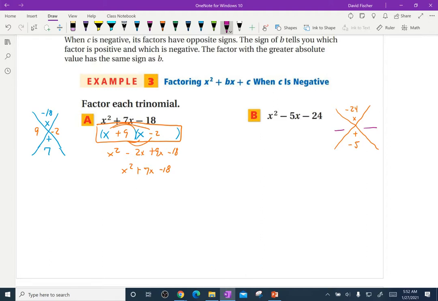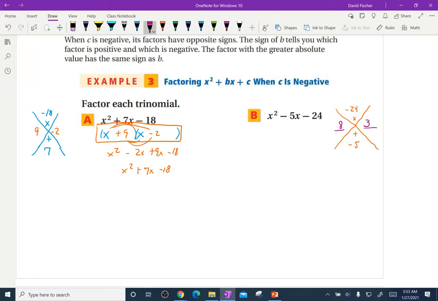Well, 12 times 2 would give me a 24, but I can't get a 5 out of a 12 and a 2. 6 times 4 would give me a 24, but it's still not going to give me a negative 5 out of that. So what's a way that two numbers would multiply to 24, but I could get a 5 somehow out of those two numbers? How about 8 times 3?